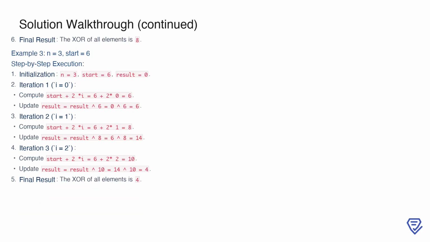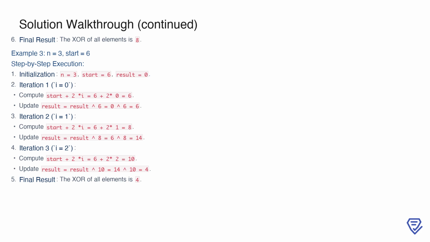Now, let's look at an example where n equals 3 and start equals 6. The algorithm begins by initializing result to 0. For i equals 0, the value is start plus 2 * i = 6 + 2 * 0 = 6. XORing this with the initial result gives 0 ^ 6 = 6.